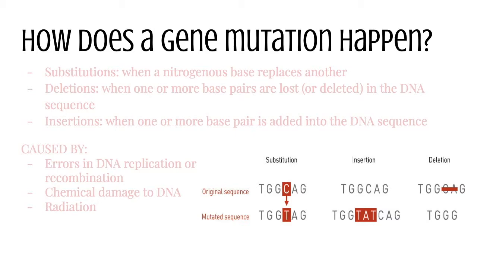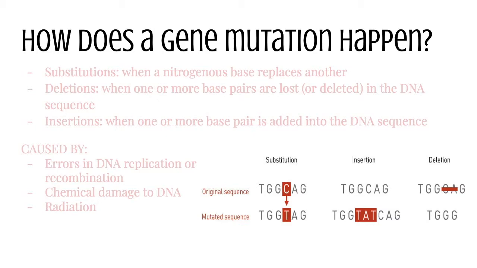A substitution is when a nitrogenous base replaces the other. So that's when adenine, that's supposed to go with thymine, but in a mutation, it would go with either guanine or cytosine. A deletion is when one or more base pairs are lost in the DNA sequence.